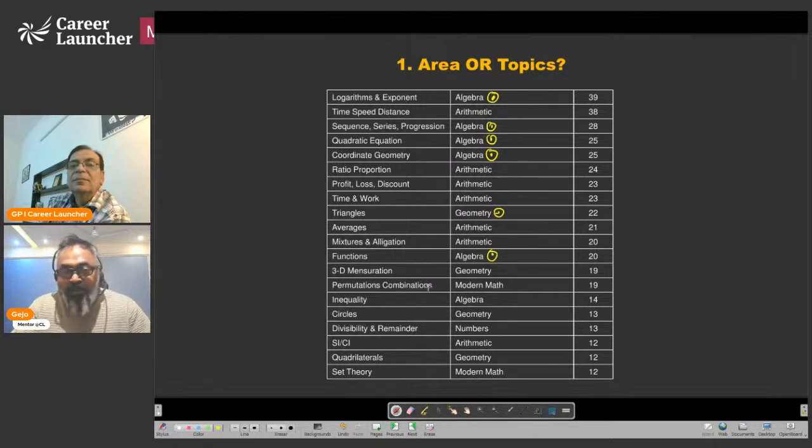So what does that tell, GP? At least looking at this data. See, first of all, this tells you very clearly that it is not the topic which is important, it is the subtopic which is important. Which is what I have always maintained, that saying I'll do arithmetic only and get through is not going to work, because percentage will give you maybe one question in the paper, at best two questions. There might be one or two questions on time, speed, distance, time and work.